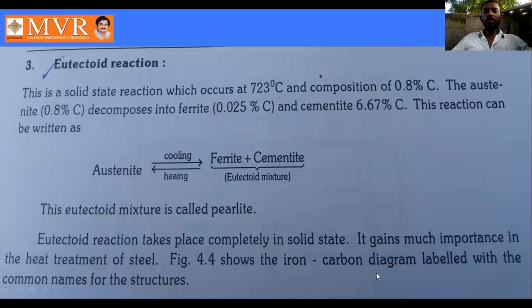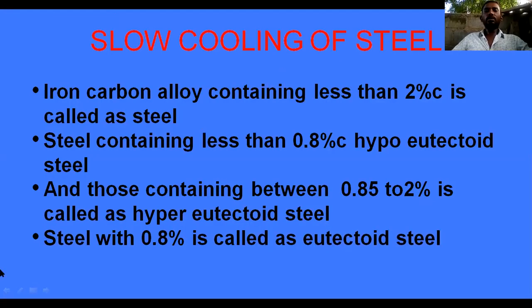This is the iron carbon diagram with the common names for the structures. We can see the eutectoid reaction in this diagram, where austenite changes to ferrite plus cementite. Next one is slow cooling of steels. An iron carbon alloy containing less than 2% carbon we can call steel. Steel containing less than 0.8% carbon is called hypo-eutectoid steel, and those containing between 0.8% to 2% are called hyper-eutectoid steel. Steel with 0.8% is called eutectoid steel.